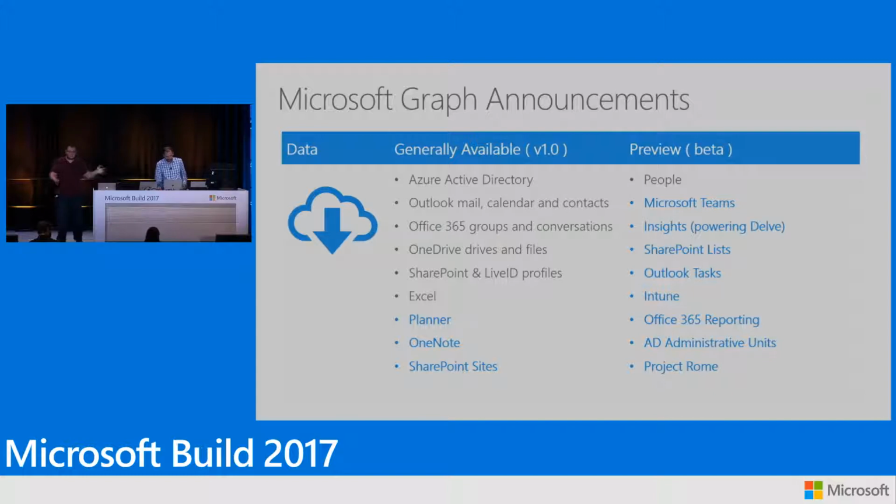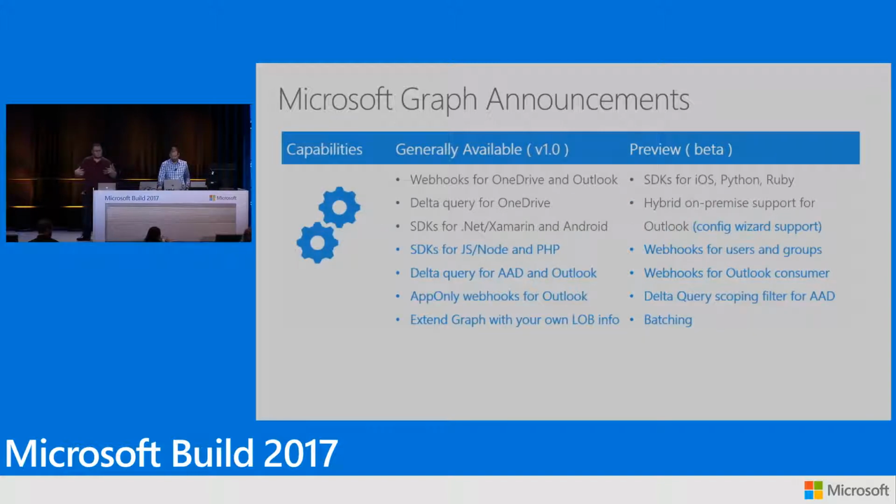So you saw me play with Teams for a while there inside of the Graph Explorer. We'll have new and interesting insights about files you've used and files that have been shared with you. We'll have APIs around SharePoint lists, which I know has been a popular request. Outlook tasks, the Intune device graph, Office 365 reporting, et cetera, et cetera. So you can really see that we're spending a lot of time growing out all the things you can access using the graph. We're also spending a lot of time growing out the capabilities of the graph itself.